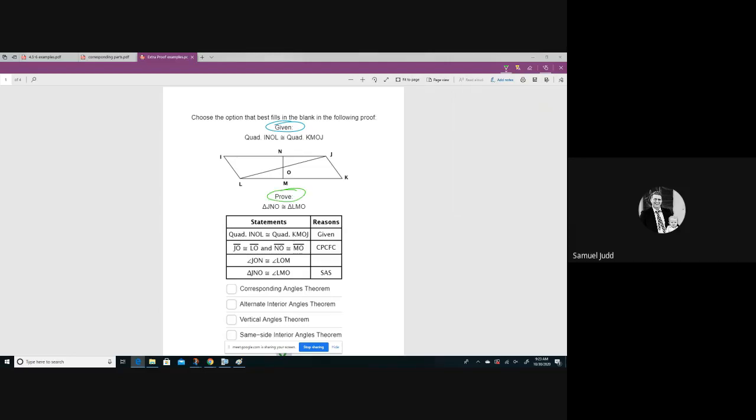Now, what's great about this is we already know that a bunch of stuff is congruent. Because remember, if we know that quadrilateral INOL is congruent to quadrilateral KMOJ, that means that, say, angle I and angle K are congruent. I don't know if I'm going to use that in my proof, but I know it. I know a bunch of other stuff too, like OL and OJ are congruent. Don't know if I'm going to use that either, but hey, I know it. Let's actually look at what we're going to use.